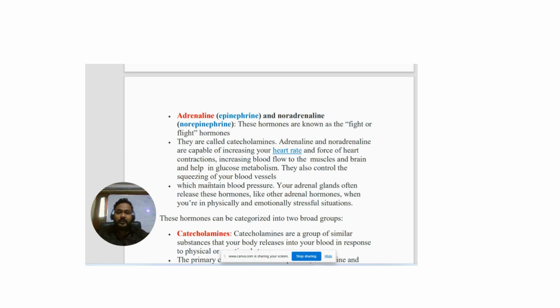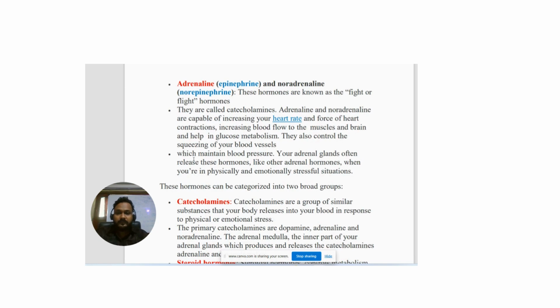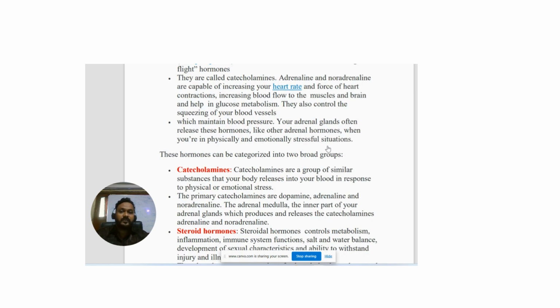They also control the squeezing of blood vessels. It's called vasoconstriction, which maintains the blood pressure. Your adrenal gland often releases these hormones, like other adrenal hormones, when you are in a physical or emotional stressful situation.